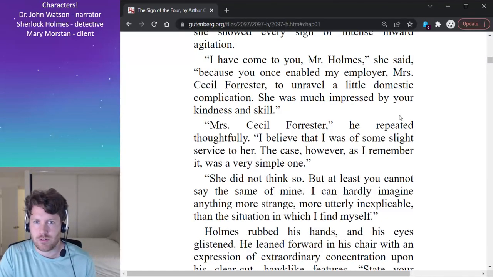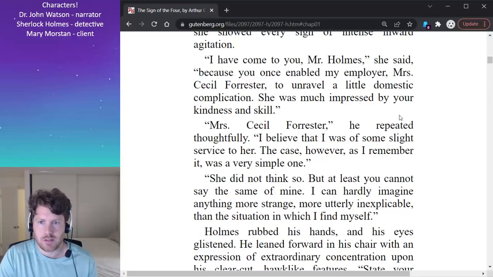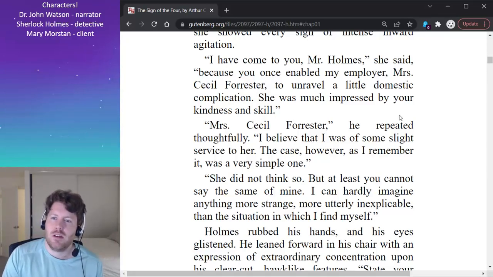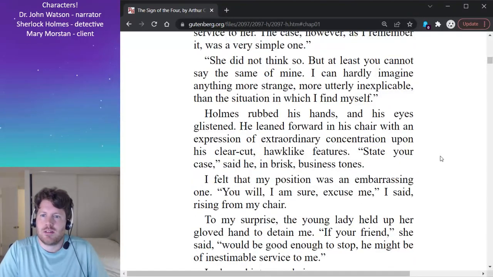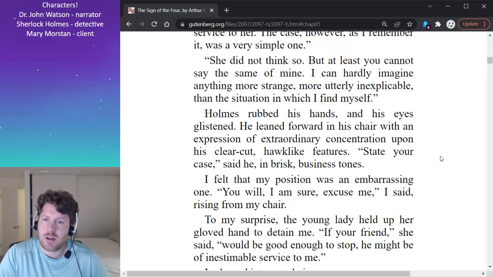I have come to you, Mr. Holmes, she said, because you once enabled my employer, Mrs. Cecil Forrester, to unravel a little domestic complication. She was much impressed by your kindness and skill. Mrs. Cecil Forrester, he repeated thoughtfully. I believe that I was of some slight service to her. The case, however, as I remember it, was a very simple one. She did not think so, but at least you cannot say the same of mine. I can hardly imagine anything more strange, more utterly inexplicable than the situation in which I find myself.